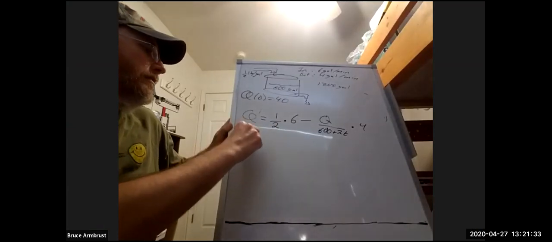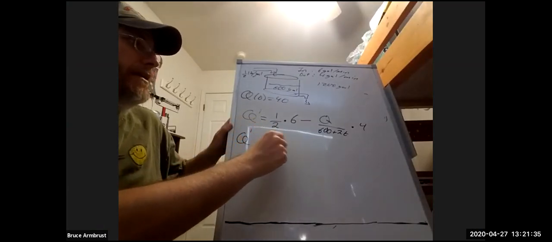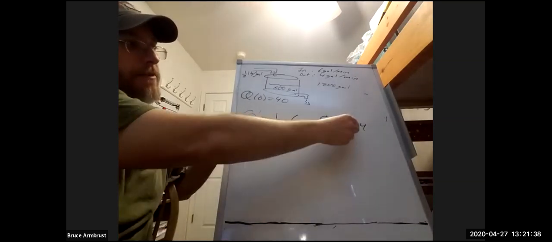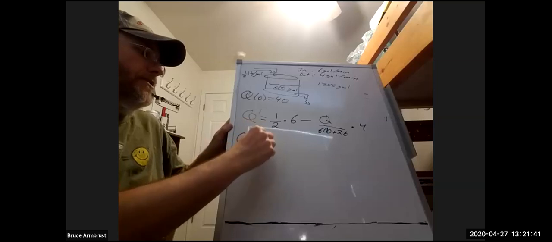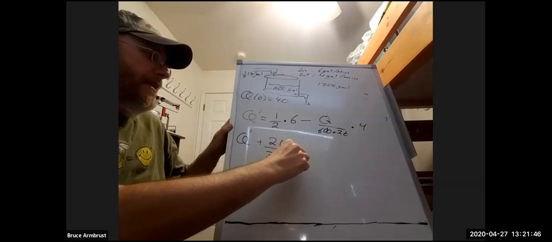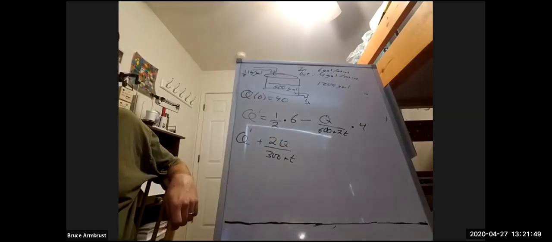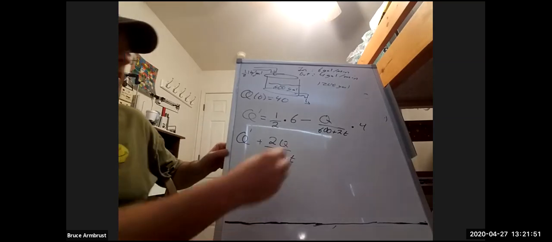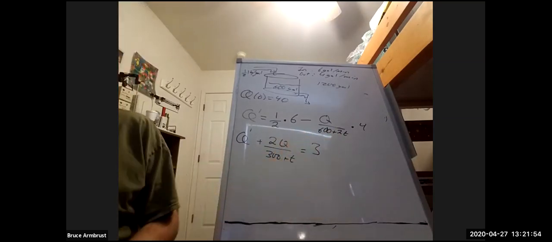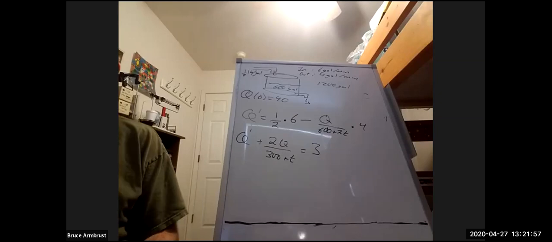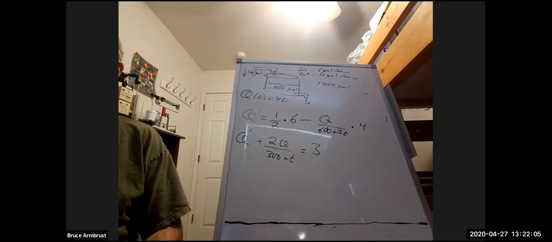So now let's rewrite it in the form that we like. So we'll have Q prime minus, I'm going to simplify this actually. I'm going to divide all those by 2 in that other expression. I'm going to get 2Q over 300 plus T. And it's a plus now because we moved it to the other side. And that equals 3. So it is linear. It is first order. And we know exactly how to solve these.